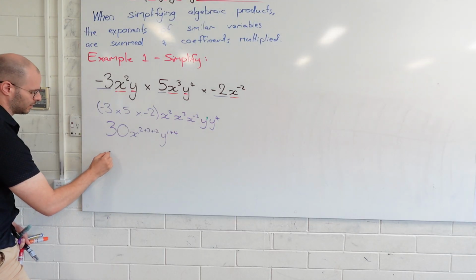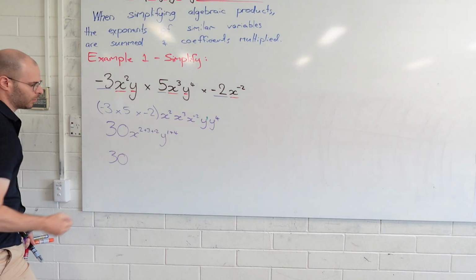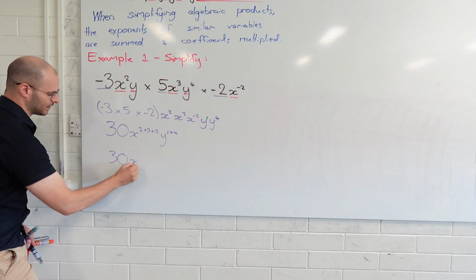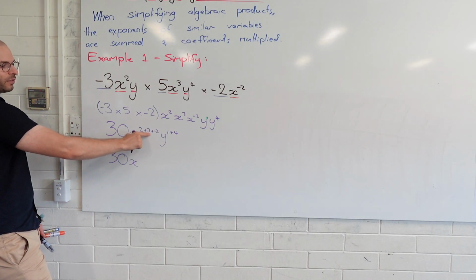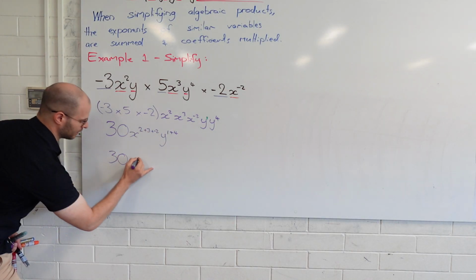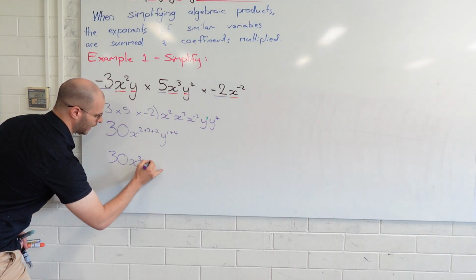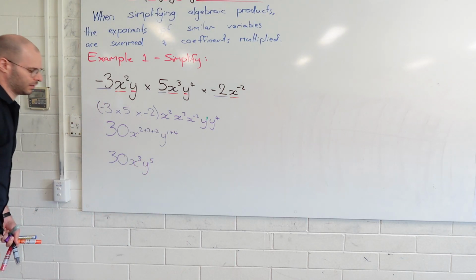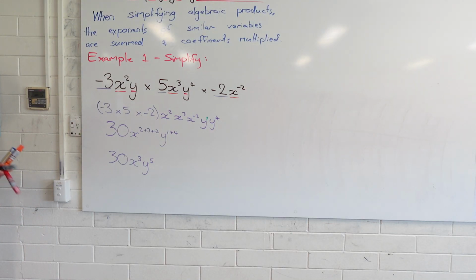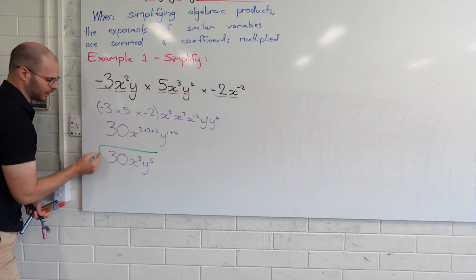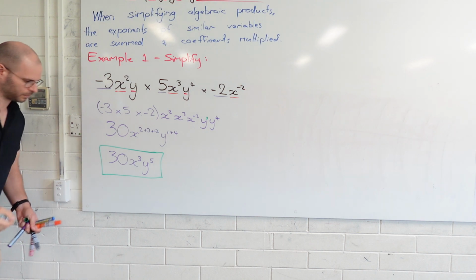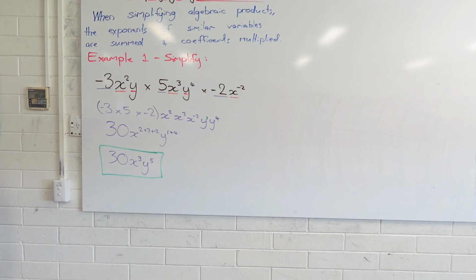Simplifying this out, the 30 remains unchanged. X is going to be 2 plus 3 is 5, take 2 is 3. And then the y is going to be y to the power of 5. And there's our simplified product. Are there any questions?